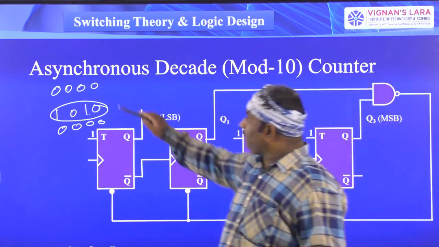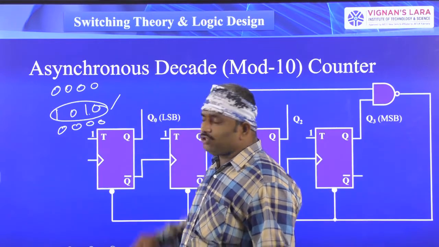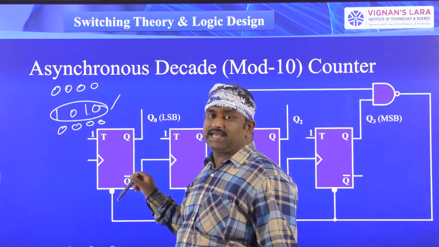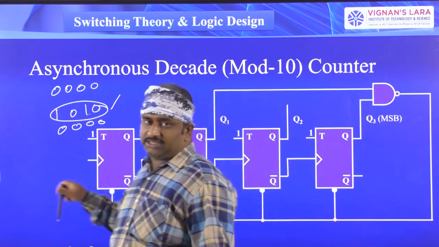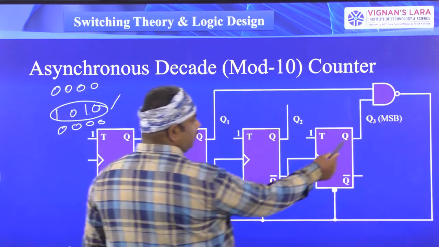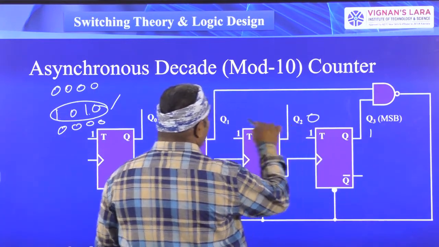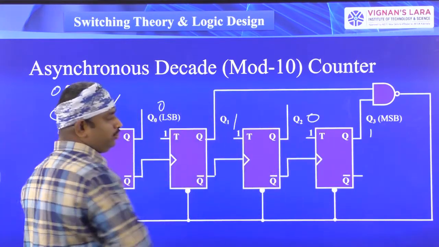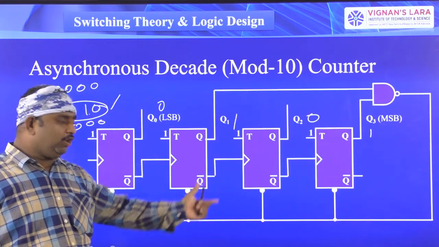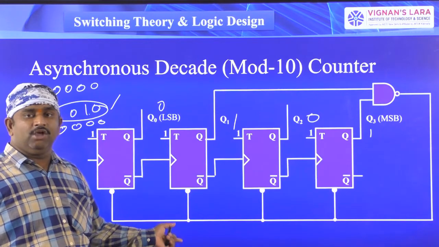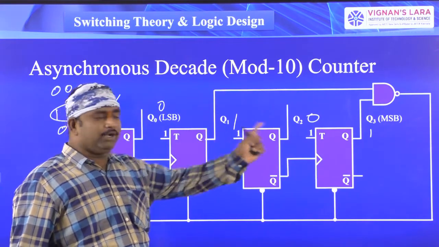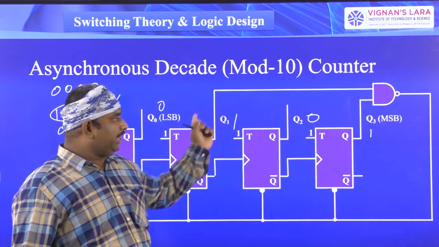So whenever this 1010 count is reached, you have to make the clear signal active. For making the clear signal active, I did this. 1010 means Q3 is 1, Q2 is 0, Q1 is 1, and Q0 is 0. Whenever these outputs occur, you have to give the clear signal, and for the clear signal you have to give 0. But Q1 and Q3 outputs are 1, 1, so take these two.